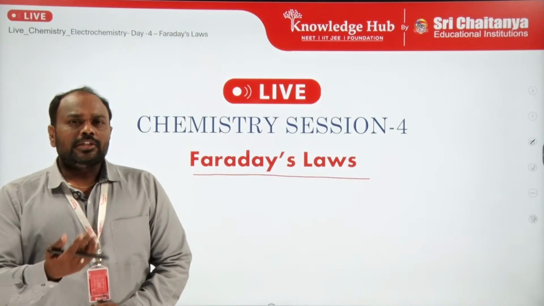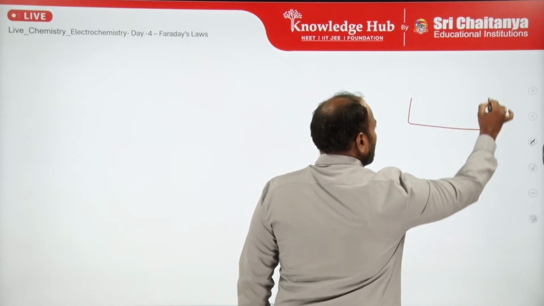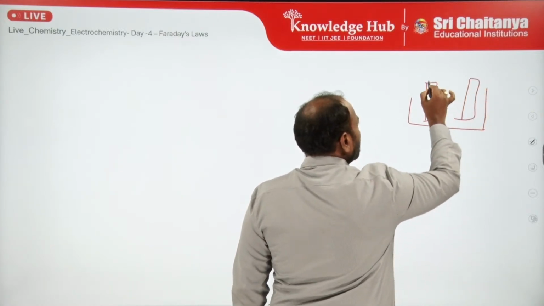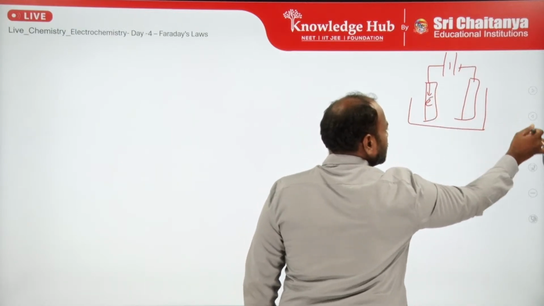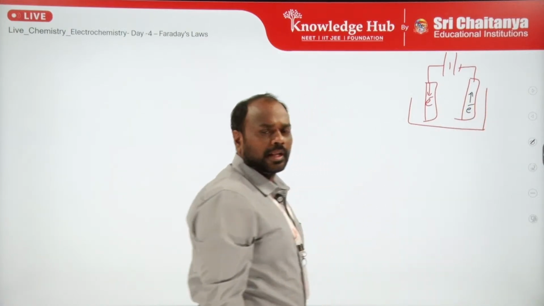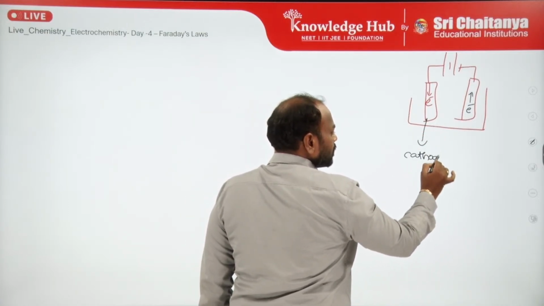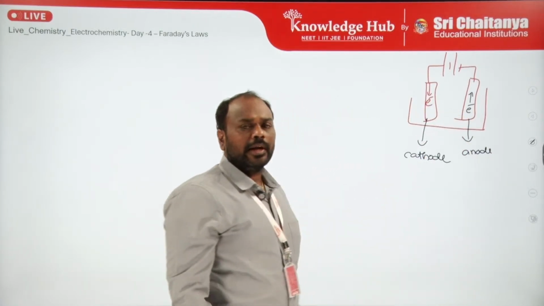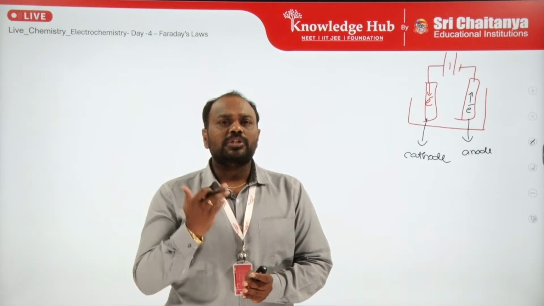In the last session we discussed electrolysis. In this electrolysis, once again, we take an electrolytic cell. From one electrode, electrons enter the cell, and from another electrode, electrons leave the cell. This electrode is called the cathode, and this one is the anode, and this is known as the electrolytic cell. Now by passing current, the substances are deposited at the respective electrodes.